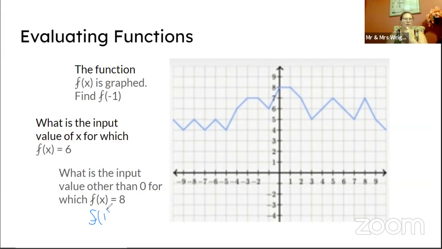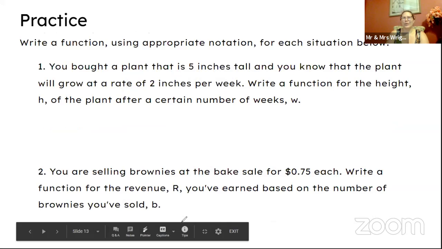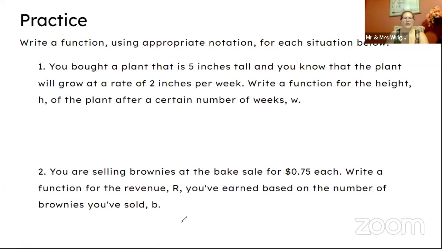F of 1 is 8. All right. So hopefully that helps you to see a little bit of how to evaluate functions. Now let's get some practice in on some fun word problems. All right, so we're supposed to write a function using the appropriate notation for each situation below.